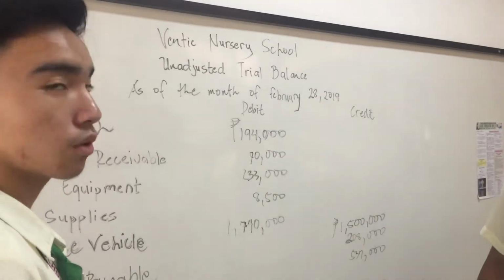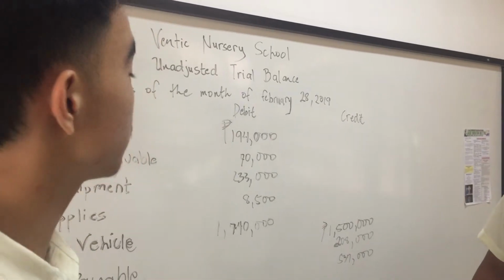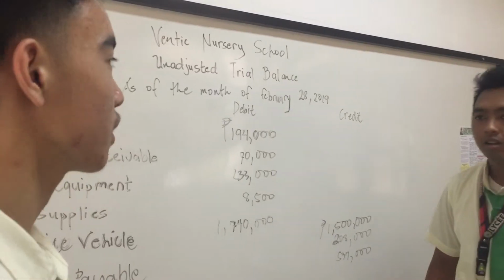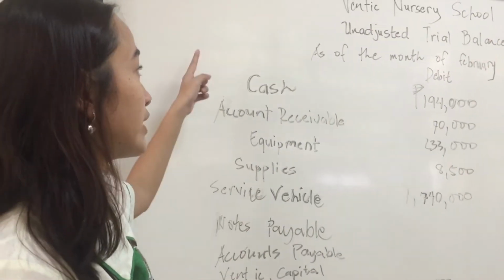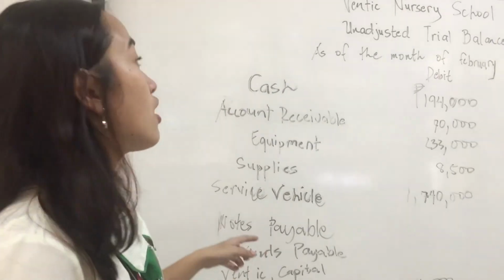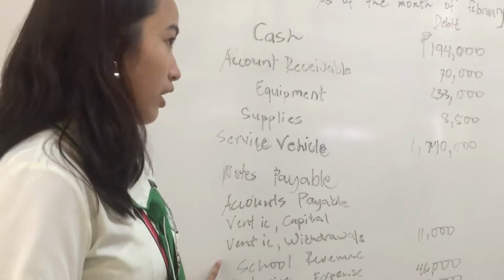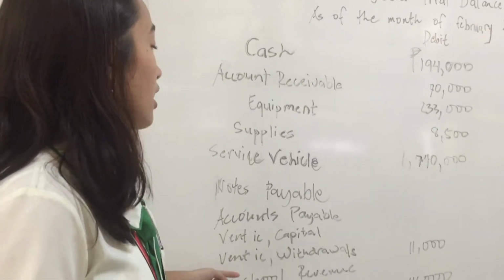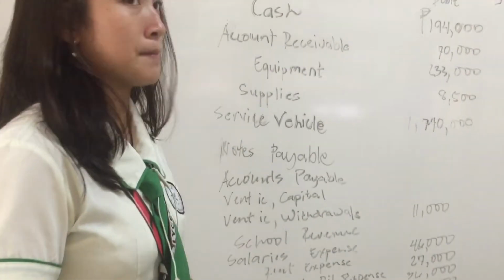At this moment, we're going to discuss the adjusted trial balance of Vintage Nursery School as of the month of February 28, 2019. For the adjusted trial balance, you're going to write the account titles in order, from assets to liabilities to owner's equity. You have to remember that revenue comes before expense. So you're going to write the revenue first and then the expense last.